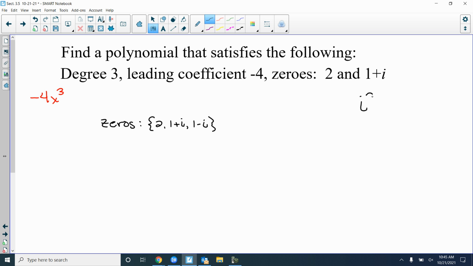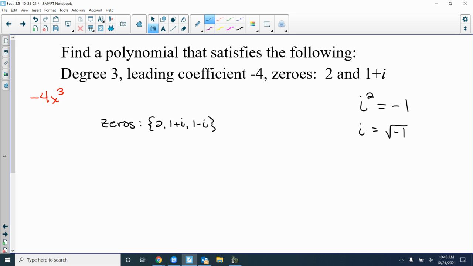Just a reminder, this will come up. What's i squared equal? Close. -1. i squared equals -1. Because what does i equal? What's the definition of i? It's the square root of -1, right? And so what happens if you square both sides? You get i squared equals -1. Okay, so that'll come up.